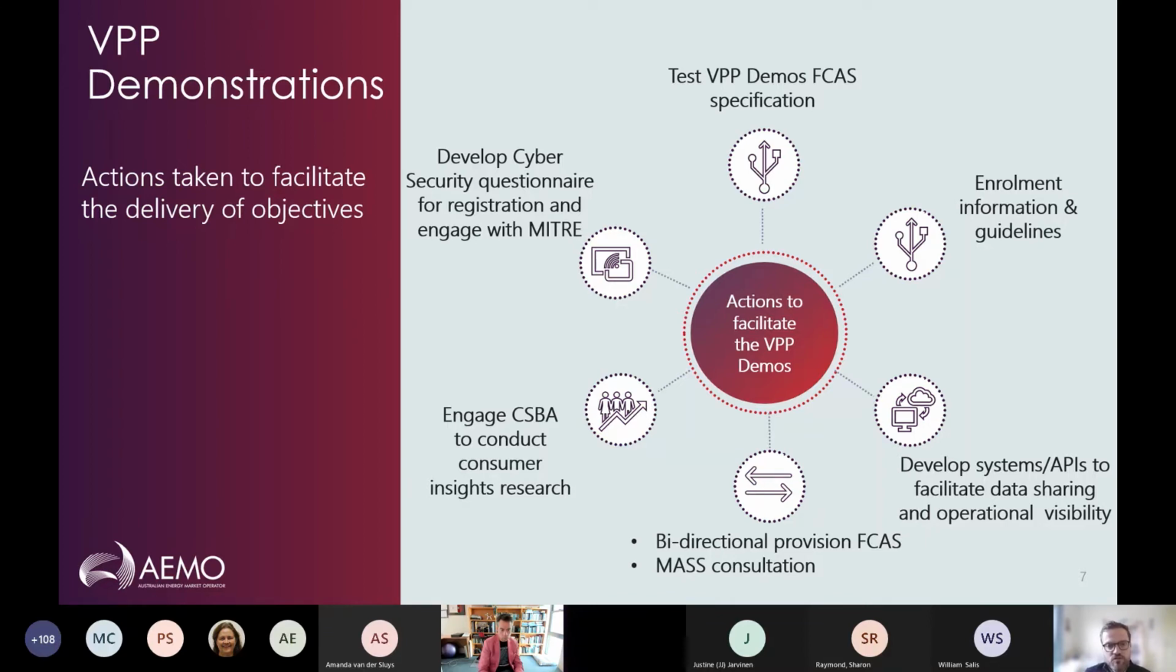We also engaged during the project with MITRE, which is an organisation in the US that does a lot of work with the US government on cybersecurity. They actually approached us because they were aware of the VPP Demonstrations project and they wanted to specifically examine the VPP use case from a cybersecurity perspective. And so after they approached us, we invited participating VPPs to engage with MITRE. MITRE did some work there, and the learnings from that are included in the final report that we published a couple of weeks ago.